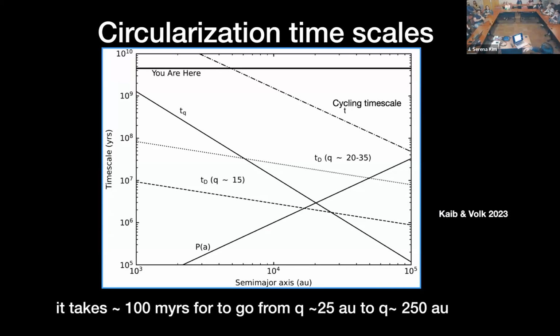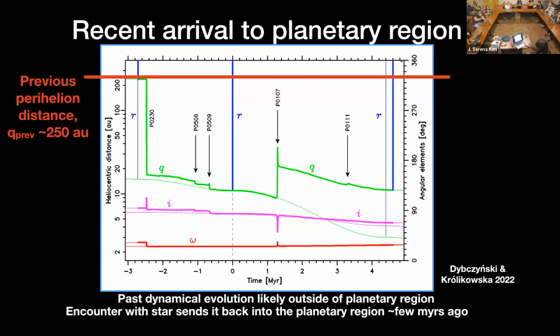This is a plot that shows the time scale at which various effects occur as a function of semi-major axis. The most important line I want you to see here is T sub Q. T sub Q is the time scale at which the perihelion distance of an Oort cloud comet evolves outwards by 10 AU. For something with a semi-major axis on the order of 10^4, let's say 30,000 astronomical units, this time scale is a few million years. So it takes about 100 million years to go from a Q of 25 to a Q of 250. And we know that UN-271 had a Q of 250 based on the integration of its orbit.